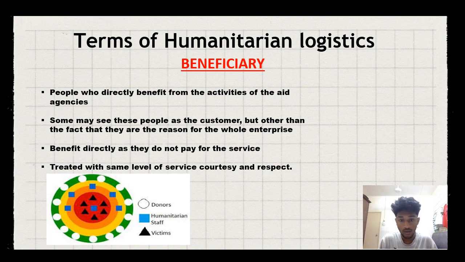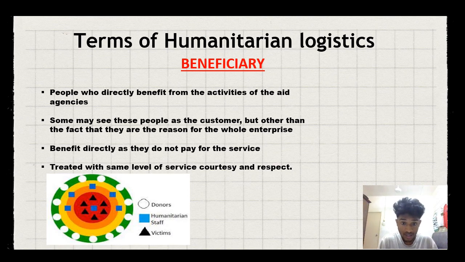Hello everyone. Now I would like to talk about the terms of humanitarian logistics, which is beneficiary. Beneficiaries are most of the people who directly benefit from the activities of the aid agencies, because they are the main priority for aid agencies.